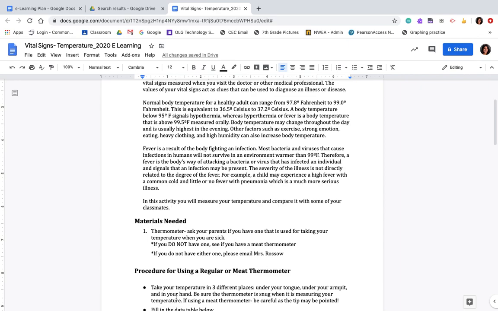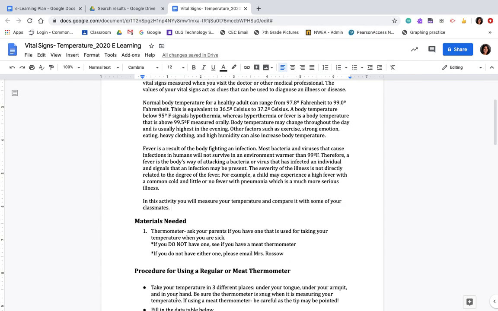If you don't have a thermometer for some reason, see if you have a meat thermometer, something that you use when you're cooking different meats. Okay? If you do not have either one of those, you need to email me right now so I can give you an alternate assignment.